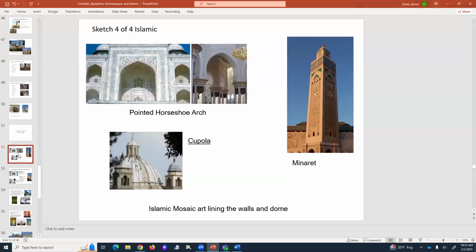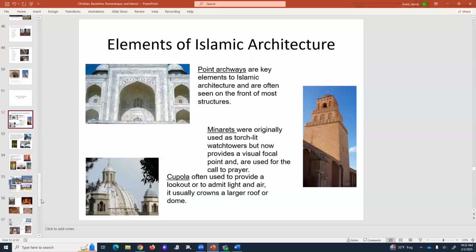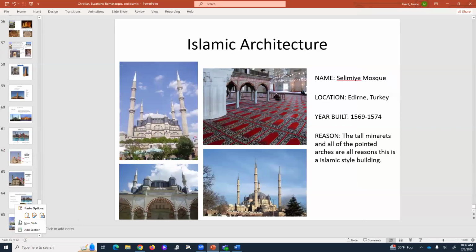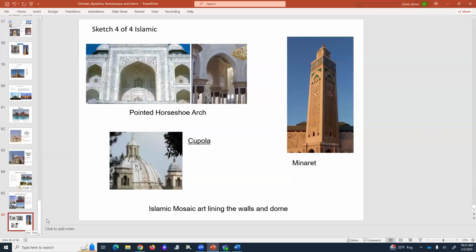Let's take this and put it at the bottom of this presentation. All right, so this is going to be our fourth sketch, kind of pulling out those elements of this Islamic architecture. Okay, so as far as the sketches go, is everybody pretty clear on those elements for each one? I'll do kind of a bigger review of those.